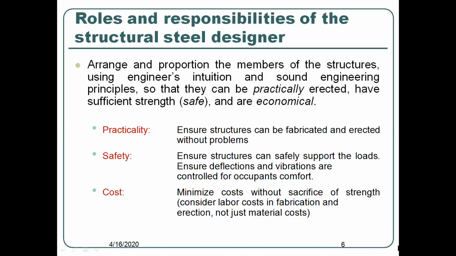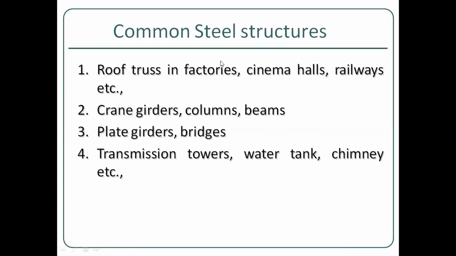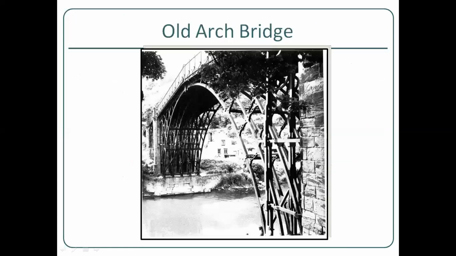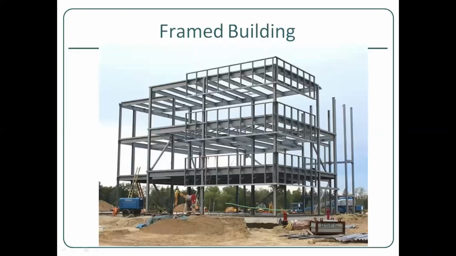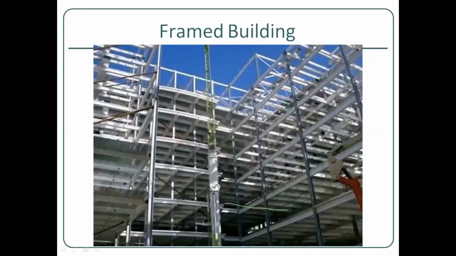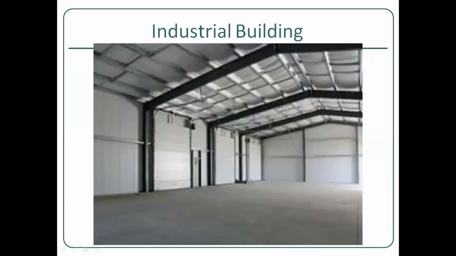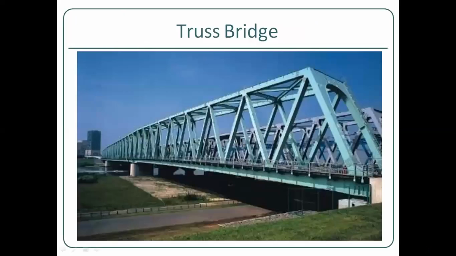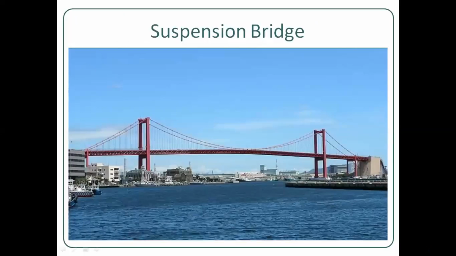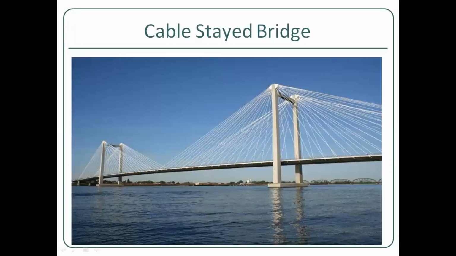Coming to different types of structural steel structures: roof trusses in factories, cinema halls, crane girders, state girders, everything is pictured here. Old arch bridge, which is made up of steel, and framed buildings, again with each and every structural steel element. Industrial buildings, truss bridge, suspension bridge, cable stayed bridge.